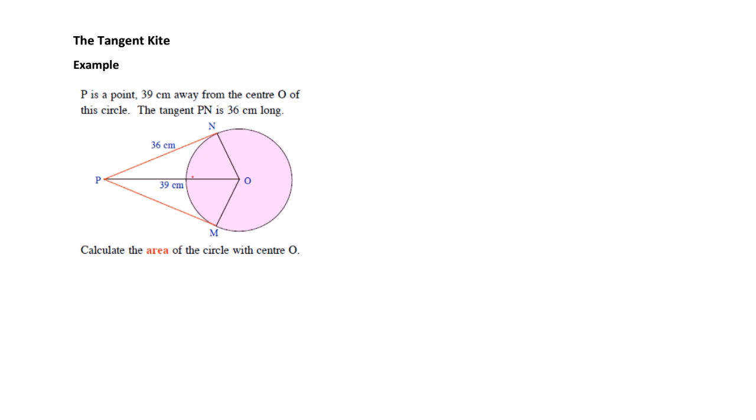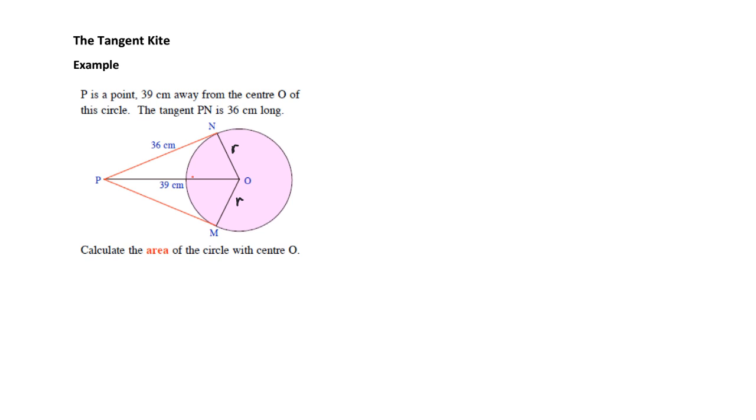Okay, there's something else that you will hear mentioned, the tangent kite, and what that refers to really, I'll mark it out with a pointer, is just two tangents, PM and PN, that approach a circle. They therefore create this kite shape when you put the radii in position. Now, this is a typical exam type question, and what we're asked for here is the area of a circle.